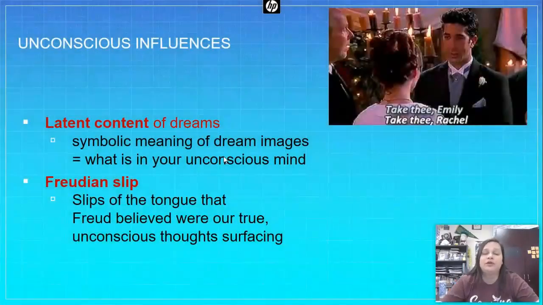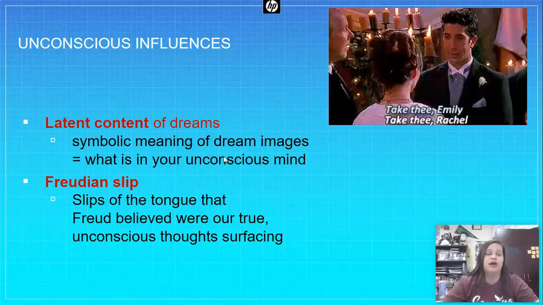And the part that is on the surface, what we can see, are our conscious thoughts, and that's what we are currently aware of. But Freud was most interested in those unconscious influences, and he said they would show up in different places, including the latent content of dreams. Remember, that was the symbolic meaning of dream images that showed up from what's in your unconscious mind, and through other things like Freudian slips, when we made those slips of the tongue where we would accidentally say something incorrect, but Freud believed those were our true unconscious thoughts coming to the surface.